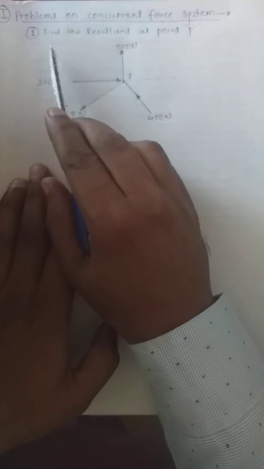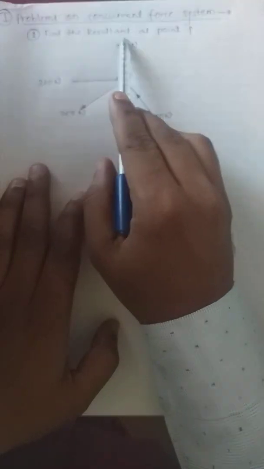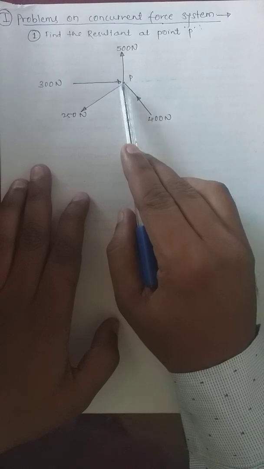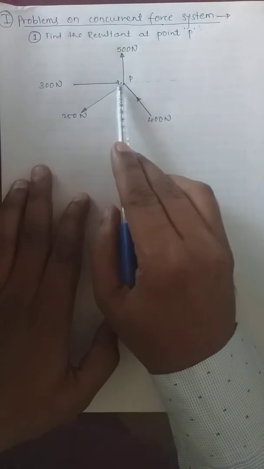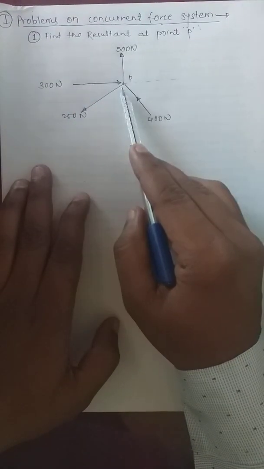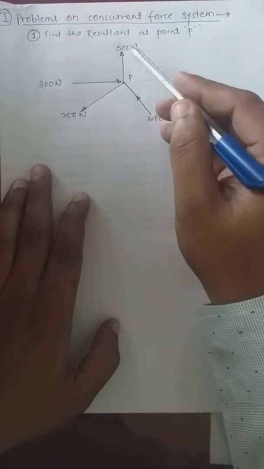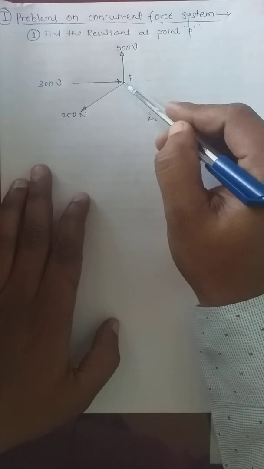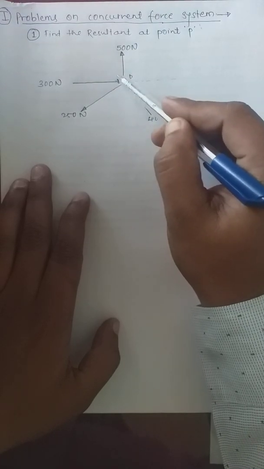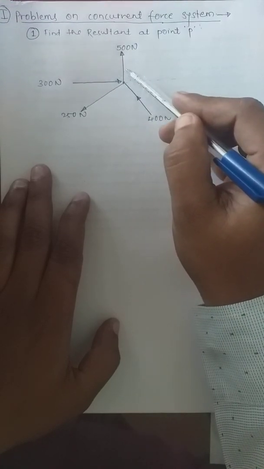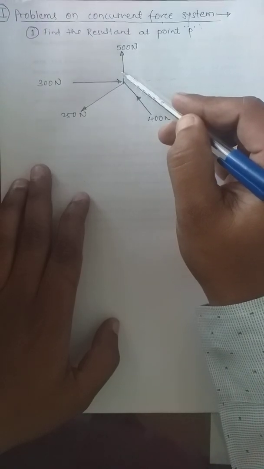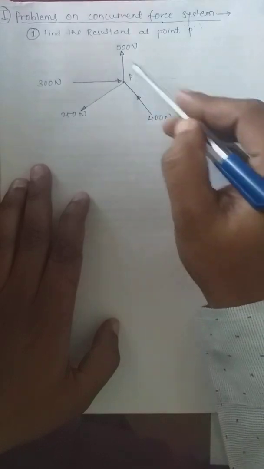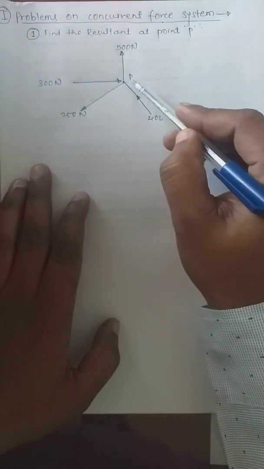Okay. Now the question will be like this: find the resultant at point P. Here there is a point P and the forces 300 Newton, 250 Newton, 400 Newton and 500 Newton are acting and passing through point P. So that's why this force system comes under a concurrent force system. And what we are asked to find out is the resultant.